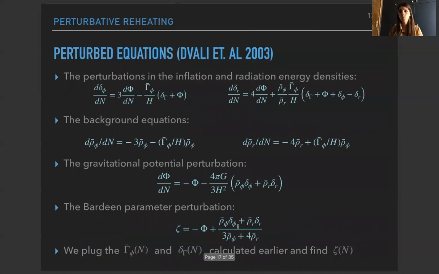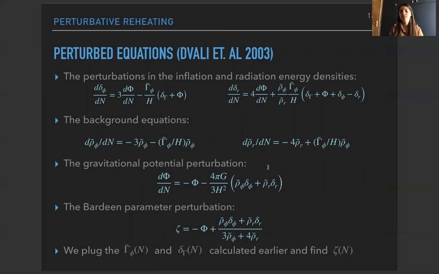And this is really cool because this way we can actually use these perturbed Einstein equations that were introduced by Dvali et al. in 2003 and find the evolution of the Bardeen parameter with time. So here you have two equations describing the evolution of the adiabatic density perturbations. Over here you have the equations describing the evolution of the background energy densities.